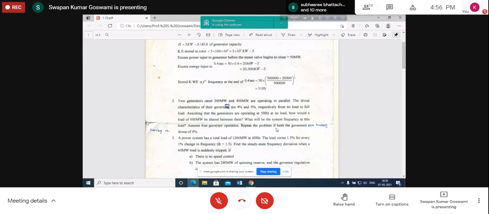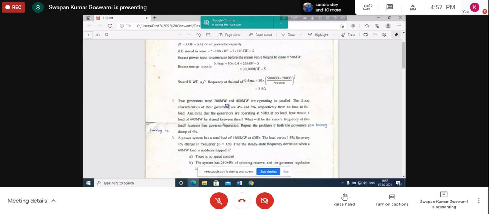In a second case, you have to solve, repeat the problem if both the governors are having 4% droop. So when the droops are same, we'll say that the load sharing will be proportional to their capacities. But when the droops are not same, the load sharing will not be proportional to their capacities. This means that since the capacity is 400 megawatt, one of these two generators will be overloaded. One will be delivering power which is in excess of its rating capacity. Okay, but since the generators are operating in parallel, their frequency has to be fixed. So this will be the basis for solving the problem.